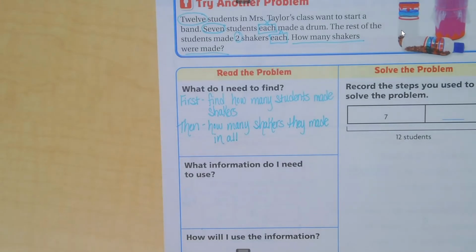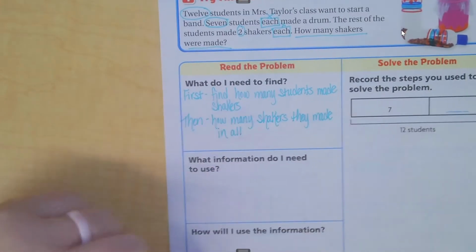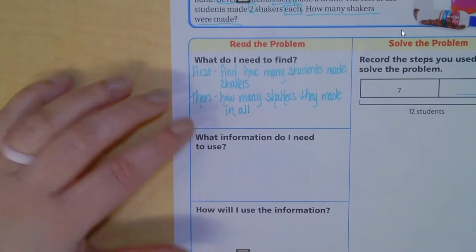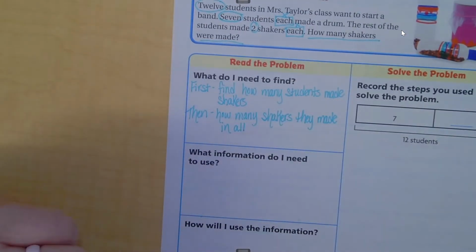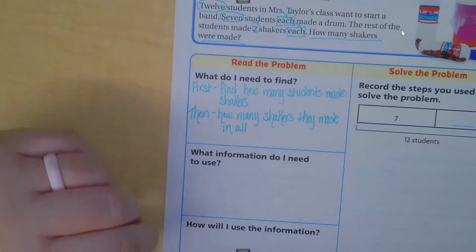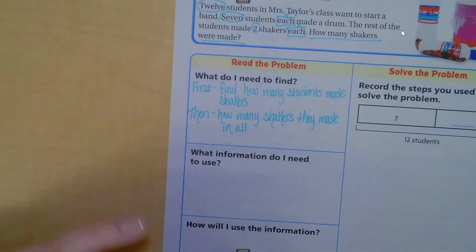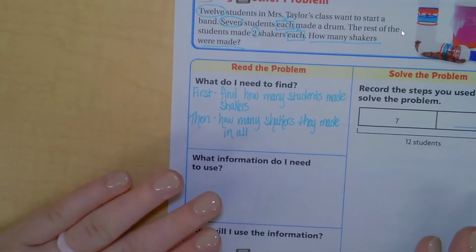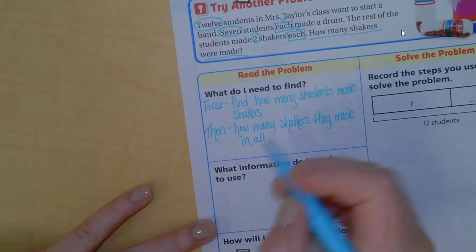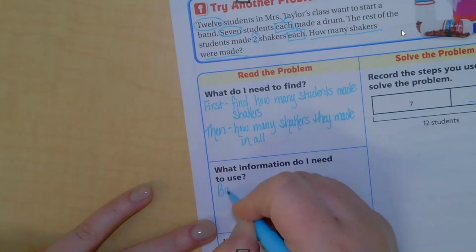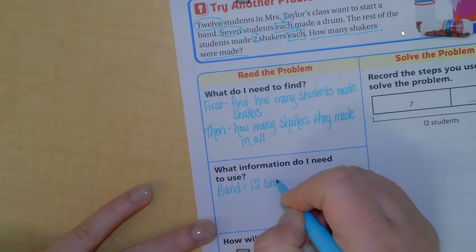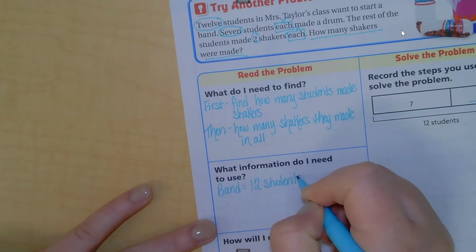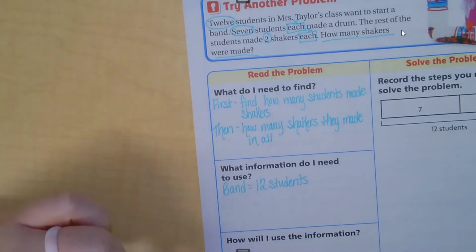Okay. So we're using these read the problem boxes to help us break down the thought process with solving word problems. So what information do I need to use? Okay, so let's put down all the information that we know. So we know that the band equals a total of 12 students, correct? Yes.